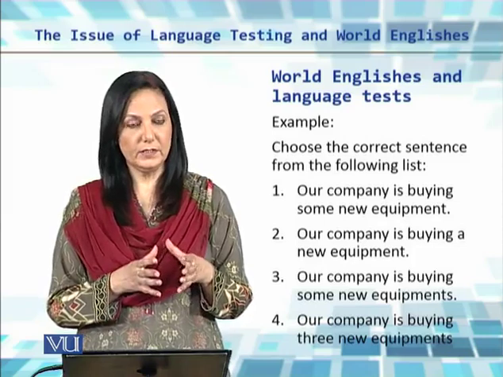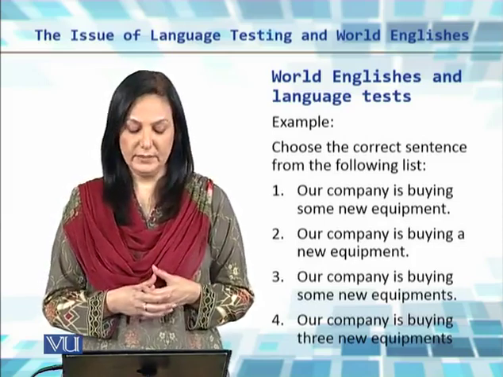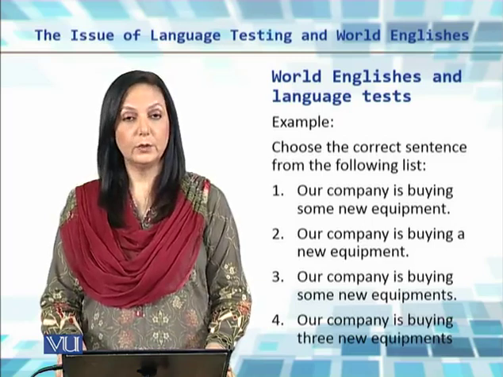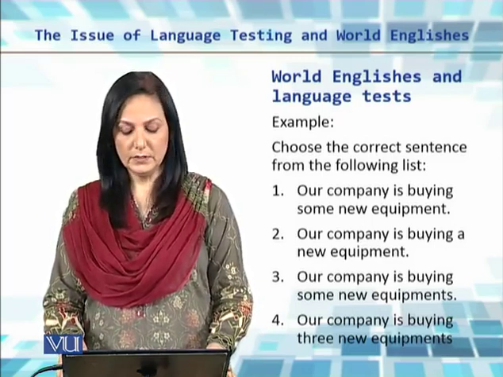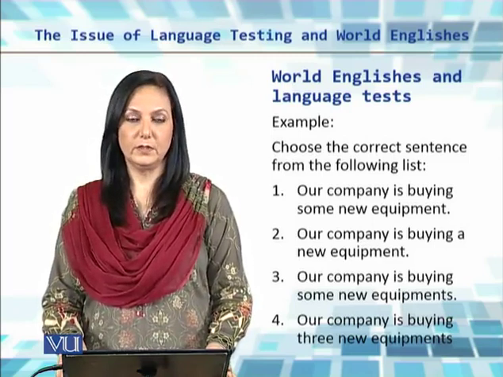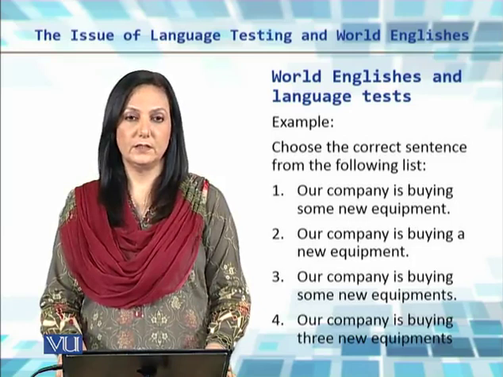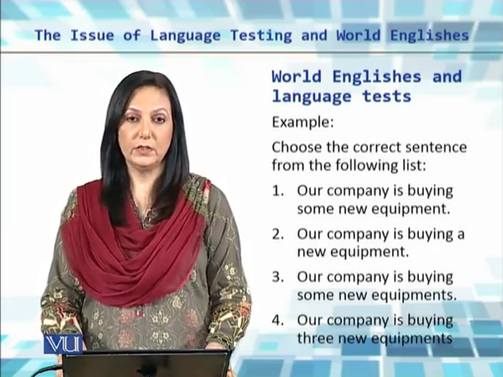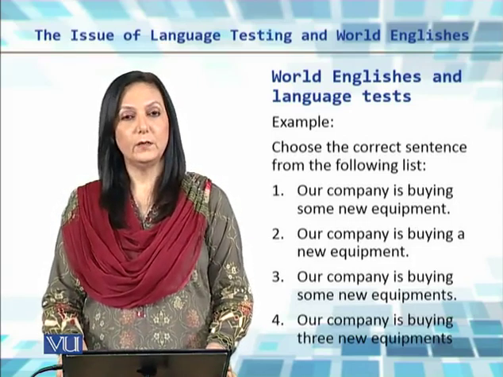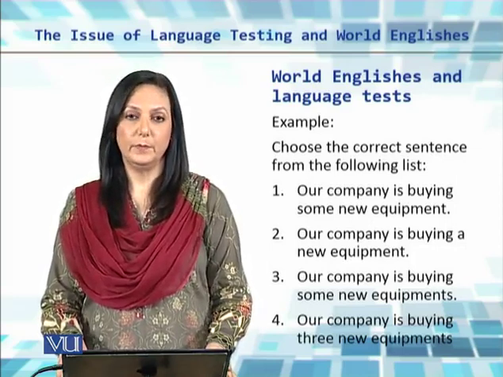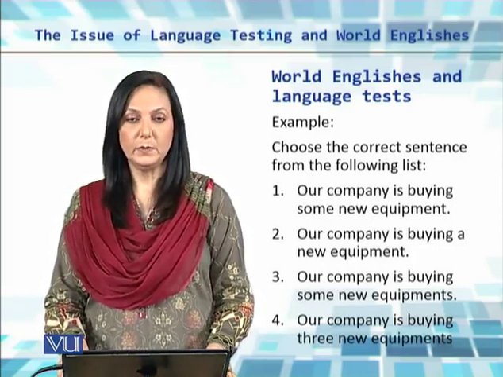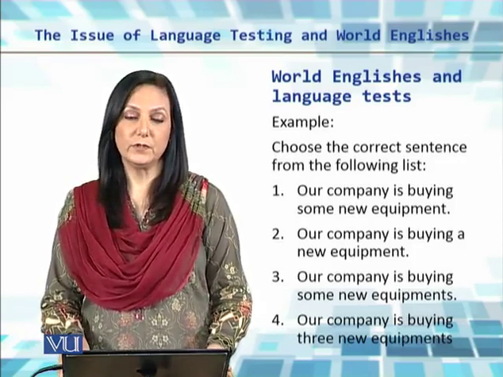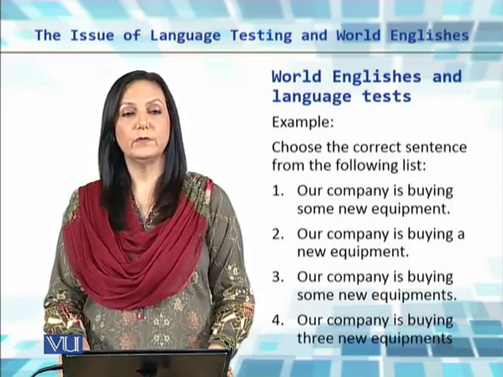So let's take a look at these sentences. Suppose the test taker has to choose the correct sentence from the given list, and we have sentences like: one, our company is buying some new equipment; two, our company is buying a new equipment; three, our company is buying some new equipments; and four, our company is buying 3 new equipments. Which of these, in your opinion, is the correct sentence? Many of the Pakistanis probably will go for 3 as the correct sentence, because we often see people using the plural of equipment. It is very common use that we have of the word, the way the word equipment is used in Pakistan. And you might have observed very proficient users of English using the plural of equipment.